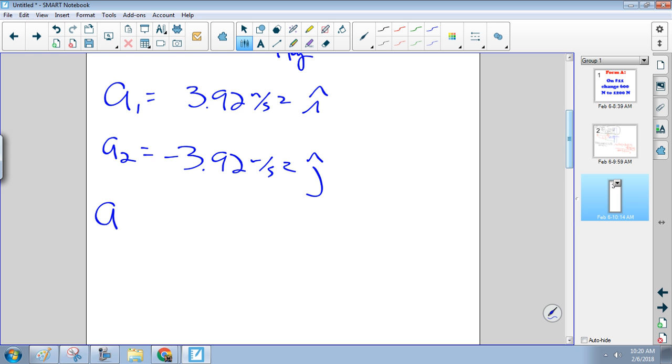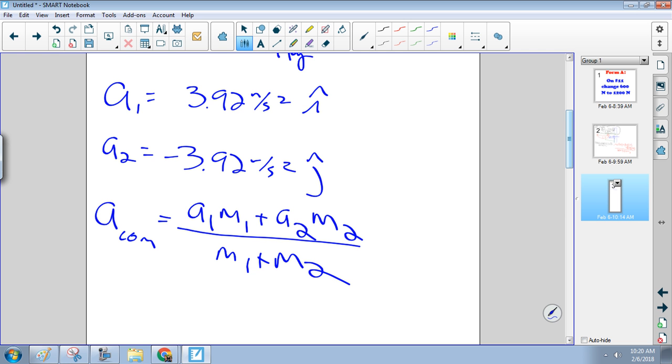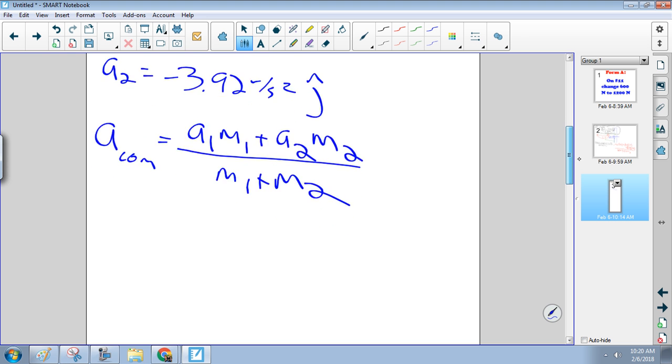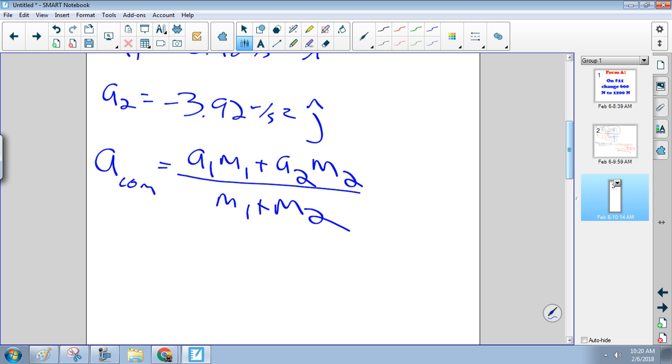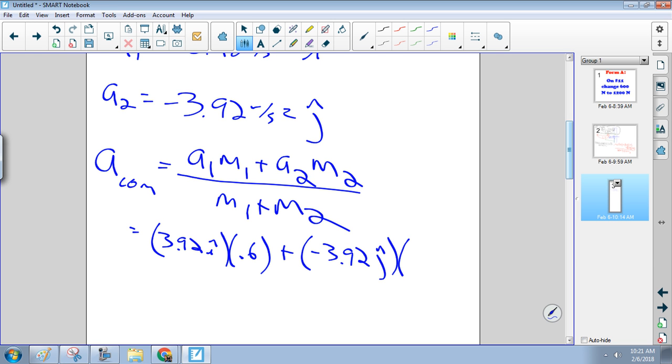So, the acceleration of the center of mass should be the acceleration of object 1 times the mass of object 1, plus the acceleration of object 2 times the mass of object 2, all divided by the total mass. Follow? So now we're just going to do these. Just make sure you keep track of your directions, your i's and your j's. Make sense? So let's plug in our numbers. Am I going too quick? Are we good? Okay, so acceleration 1 is 3.92 i times the mass of 1, which is 0.6, plus acceleration 2, which is negative 3.92 j, times the mass, which was 0.4, all over our total mass, which is just 1 kilogram.